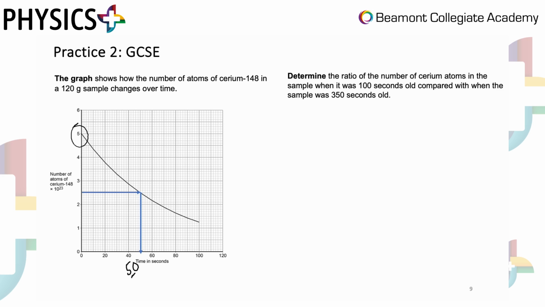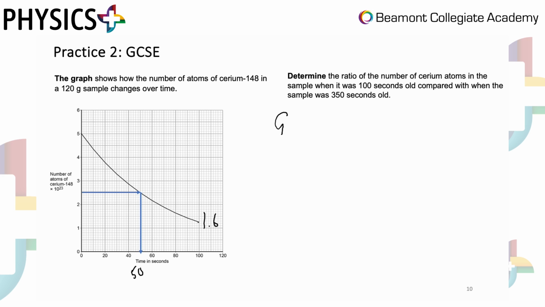I could also note from this graph that at 100 seconds, the number of atoms is 1.6. Now that I've determined that my half-life time is 50 seconds and my starting point is 1.6, I can use the guess method.